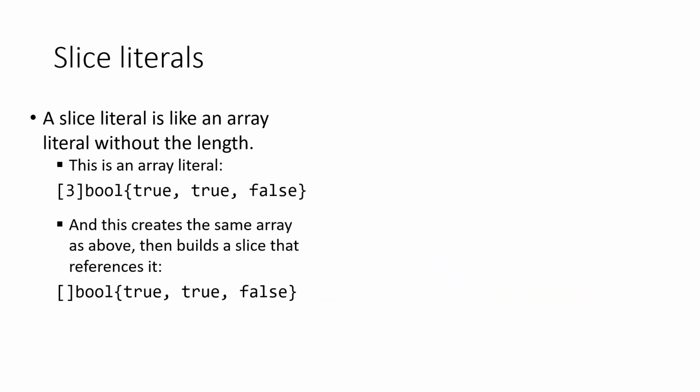When we use arrays, we can create array literals. For example, this is an array literal, which is an array of 3 bool values: true, true, false. Similarly, when we use slices, we can create slice literals. A slice literal is like an array literal, but without the length. For example, if we remove the length 3 from this array literal, we have a slice literal. This expression creates the same array literal as above, then builds a slice that references that underlying array.